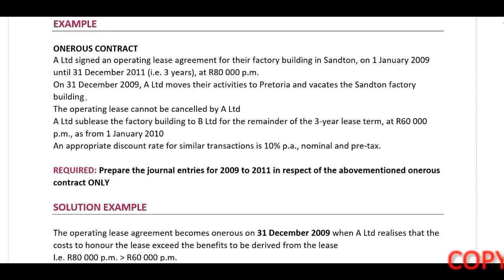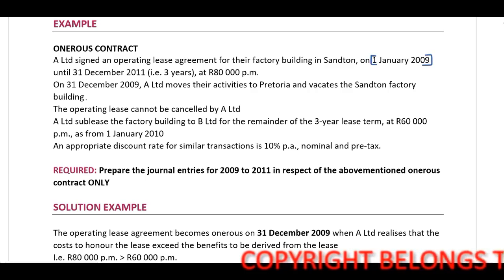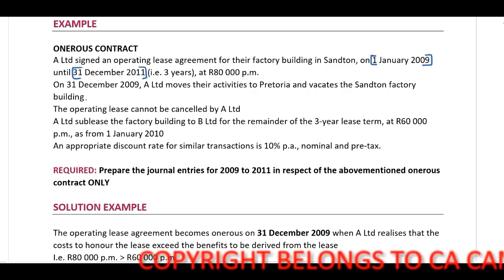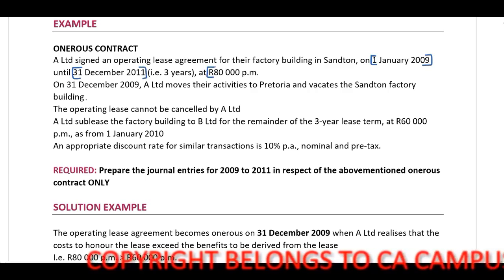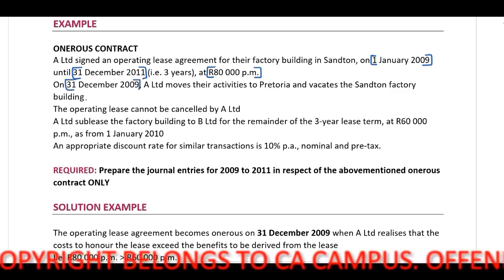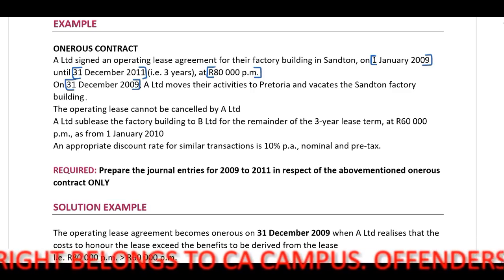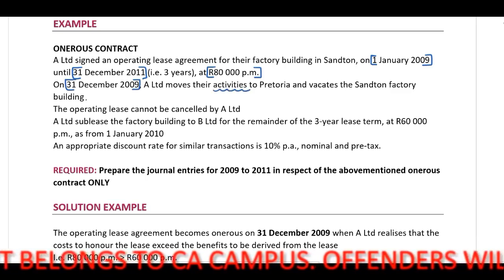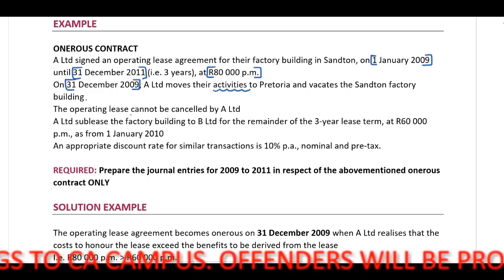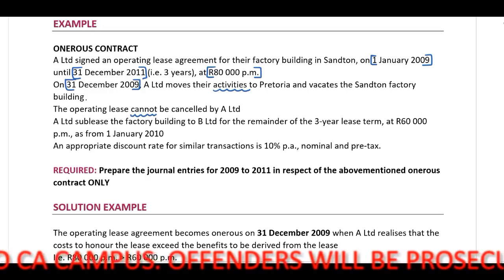Example, onerous contract. A Limited signed an operating lease agreement for their factory building in Sandton on 1 January 2009 until 31 December 2011, a three-year agreement at 80,000 per month. On 31 December 2009, A Limited moves their activities to Pretoria and vacates the Sandton factory building. The operating lease cannot be cancelled by A Limited.